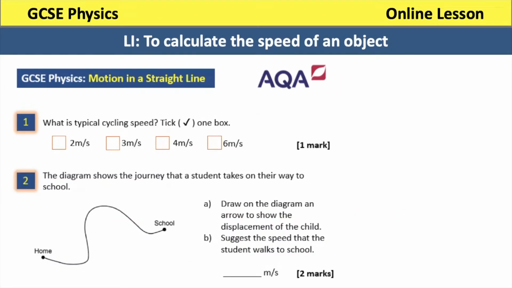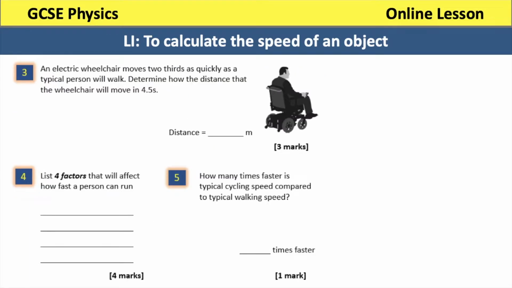Now, we've got a worksheet that I would like you to have a go at here, so please pause the video, write down your answers to the questions, and then press play when you are ready to mark the work. You can see on the board now the first 2 questions from the worksheet, and here is questions 3, 4 and 5. Press play when you're ready to go over the answers.